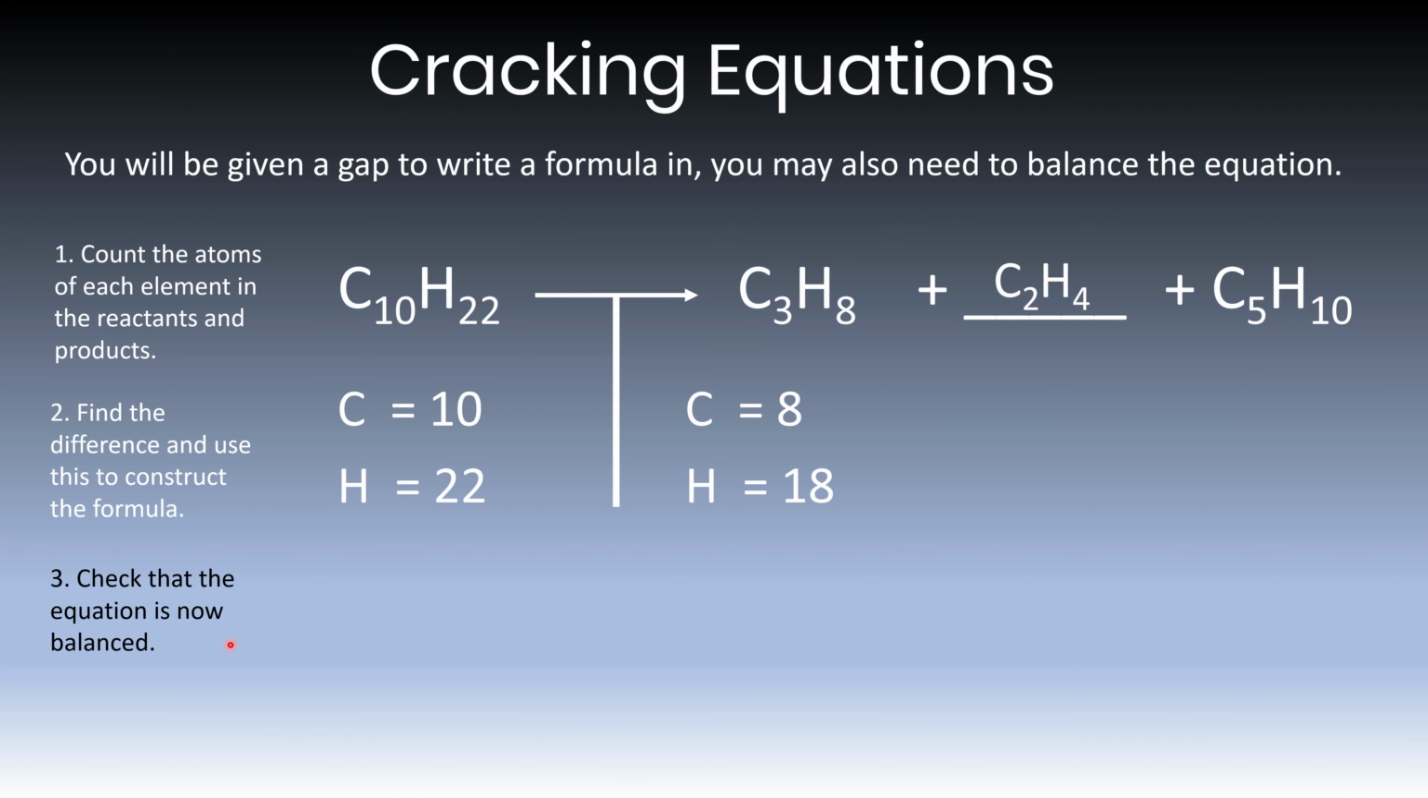Now we're going to just check to see that the equation is balanced. So now when I add up on the right, I've got 3 plus 2 plus 5. That gives me 10 carbons. So that's now balanced for the left and the right. And I've got 8 plus 4, so 12, plus the 10. So I've got 22 hydrogens in the products now on the right, so that's balanced for the reactants as well.